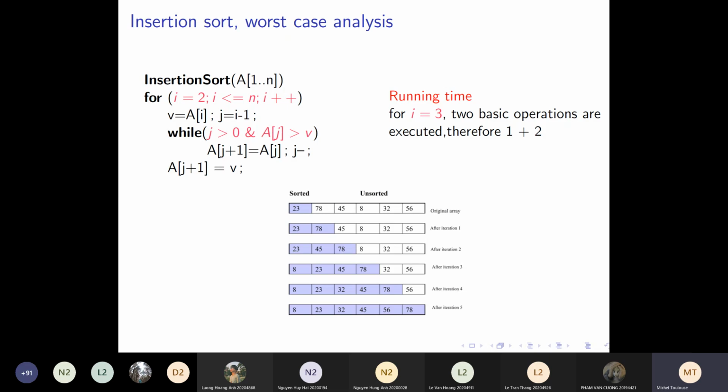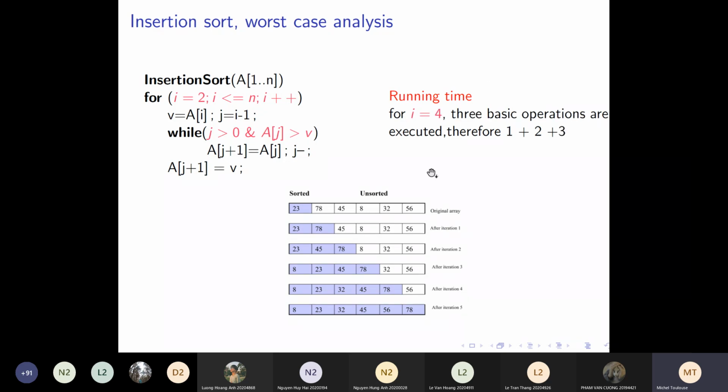If i equal to 3, we need to do 2 iterations. First compare this guy with this guy, and then it is in the right position. The next iteration is to detect that the conditions for entering into this loop are not satisfied. So we need to execute 2 basic operations when i is equal to 3. Yeah, i equal to 3.